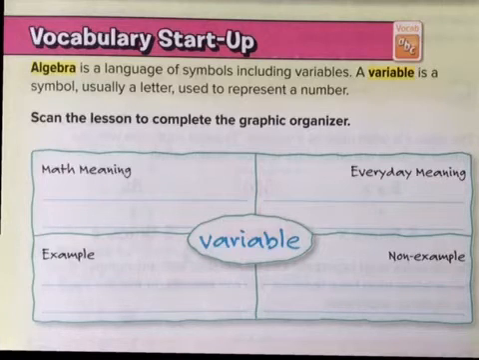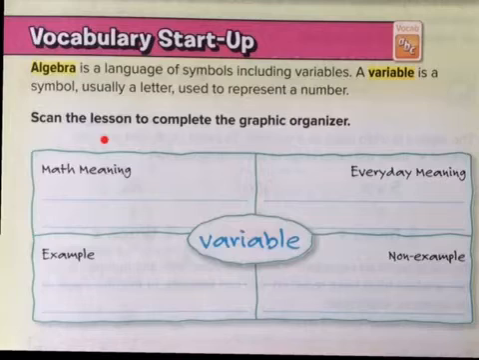Okay, so what is algebra? Algebra is a language of symbols including variables. What they mean by variables is something that can change, okay? A number that can change. And symbols meaning letters. A variable is a symbol, usually a letter, used to represent a number, and it usually represents a number that we don't know or a number that can change.